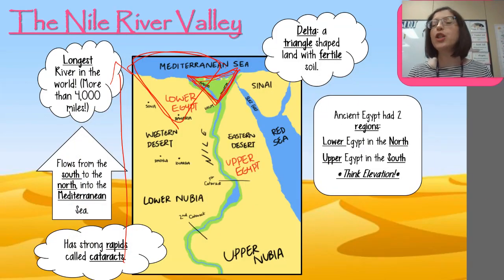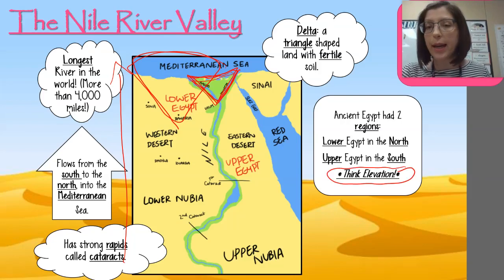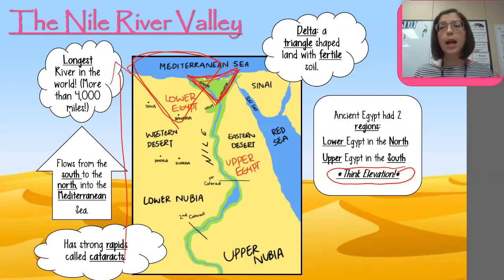Ancient Egypt had 2 regions. It had Lower Egypt in the north and Upper Egypt in the south. Now, here's where you're going to have to do some filling in because unfortunately it was left off the packet. See this right here? Think elevation. I need you to write that in right underneath this. If you have to pause the video, write this in. Think elevation. This is not your normal location. Lower is not located in the bottom. Lower Egypt is in the north and Upper Egypt is in the south.